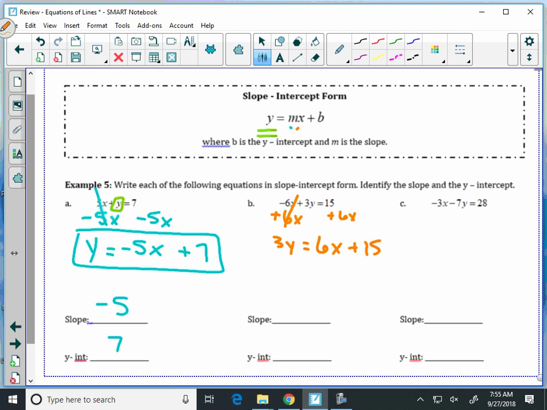Are we done solving for y? No, what do we still have left to do? Divide by 3. Y is not completely by itself. We still have to divide by 3. So y is equal to 6 divided by 3 is what? 2. And 15 divided by 3 is 5. Now y is by itself.